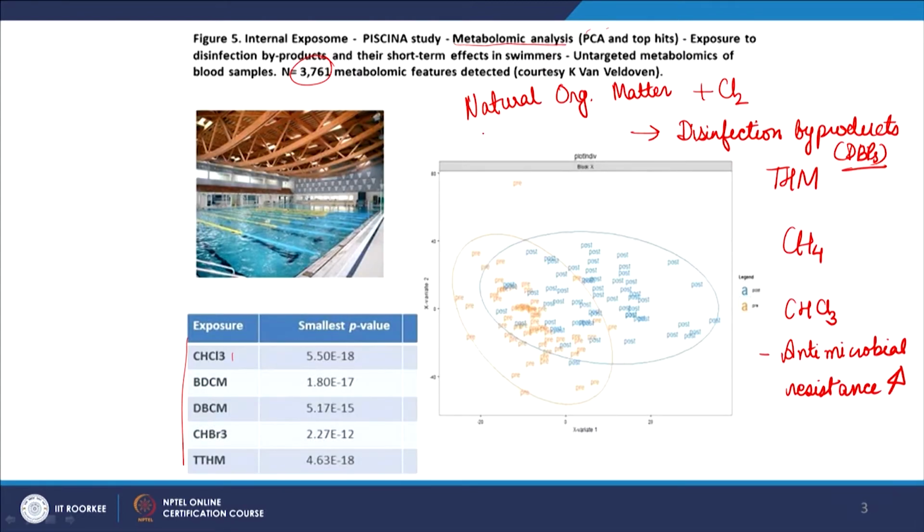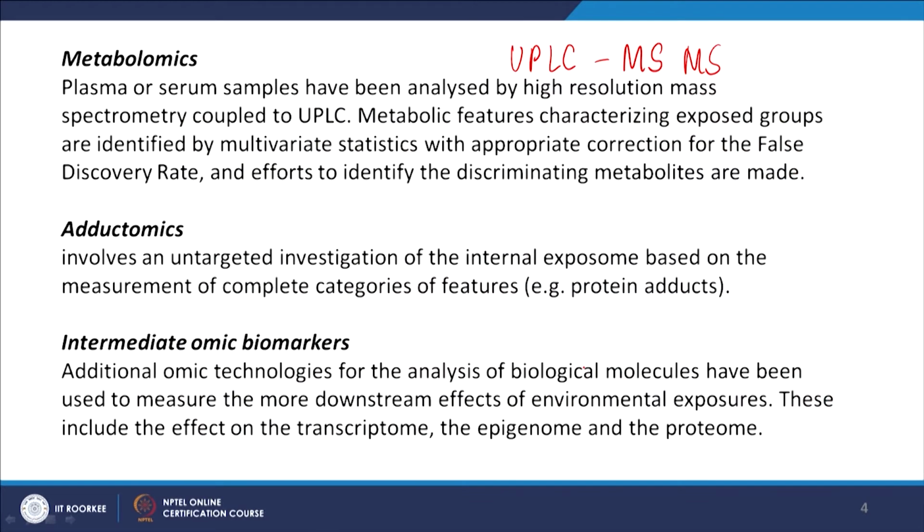And then we get metabolic features characterizing exposed groups, which are identified by multivariate statistics. So remember I was telling you about the exercise versus DBP. We can do multi-component analyses and other statistical tests to find out if the shift is because of DBP exposure or because of exercise. And in this way we can identify which metabolic features are significant. So this is untargeted metabolomics, we are not targeting a particular metabolite. We can find out which of these metabolites are significant for the study that we are doing, which of them are not. Then next we have adductomics.